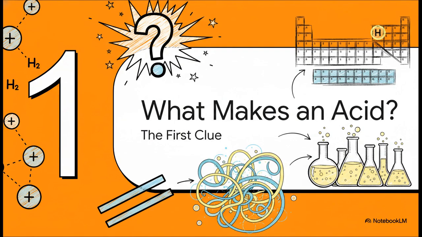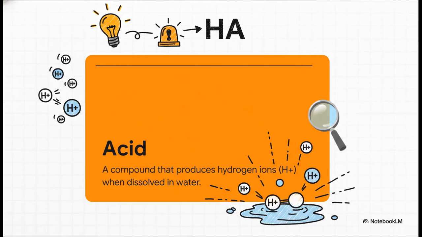Okay, first things first. Our decoding mission starts with a big question. How do you spot an acid? What makes something an acid in the first place? Well, the biggest clue, and I mean the biggest one, is almost always hiding right at the very beginning of the formula. We're on the hunt for one specific element. And surprise, surprise, that element is hydrogen.